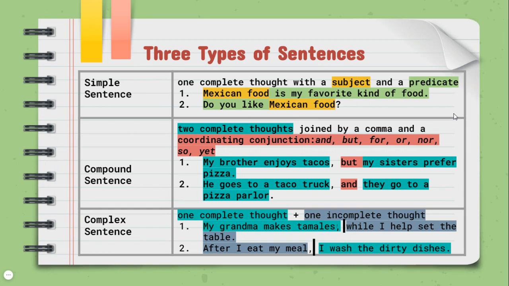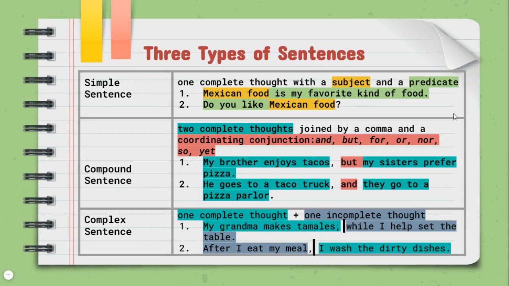Another type of sentence is a compound sentence. A compound sentence has two complete thoughts or independent clauses connected by a comma and a coordinating conjunction. Some of you have learned the acronym FANBOYS to help you remember coordinating conjunctions. In sentence 1, my brother enjoys tacos, but my sisters prefer pizza.